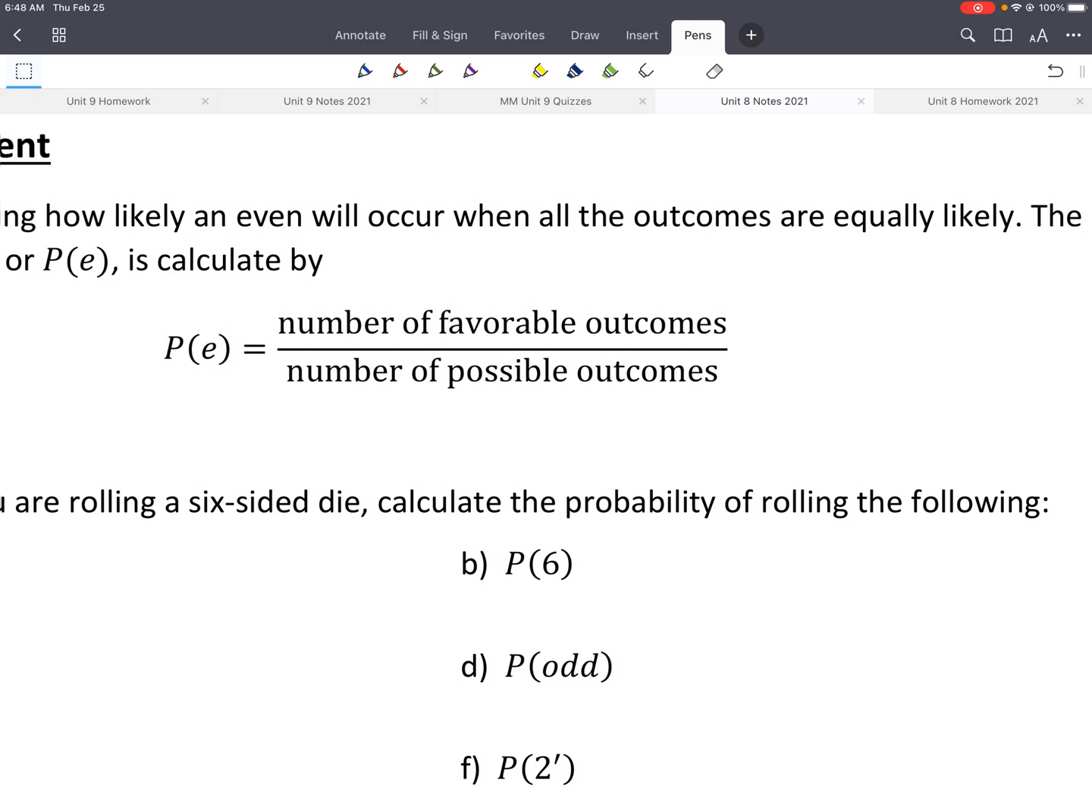probability. So it's the number of favorable outcomes. So it's what you want, all right? If you want to get a heads, then the number of favorable outcomes would be 1. You only want one of those outcomes. And the denominator is the number of possible outcomes. So for flipping a coin, there's 2 outcomes. There's heads or tails, all right?